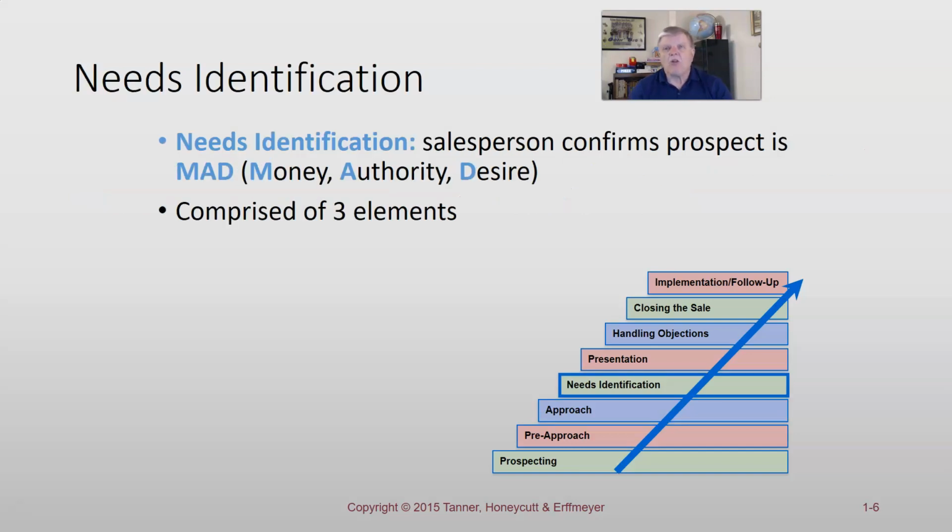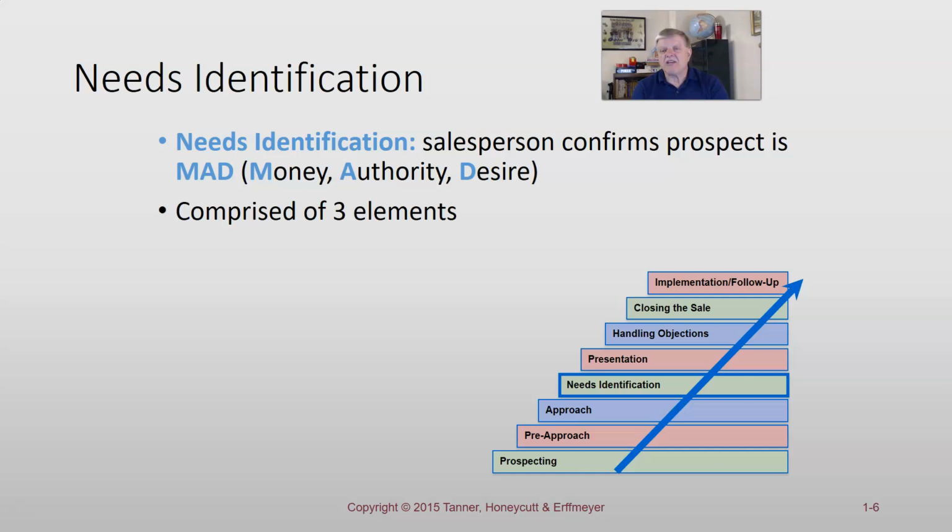The next step along the way is to get them to give you permission to ask more questions to find out needs identification. You want to confirm that the prospect is in fact a real buyer, that they have the money, the authority, the desire to buy it, and they have a need for it.